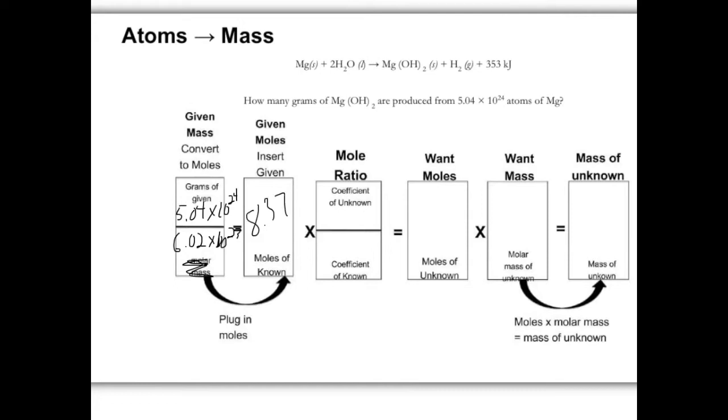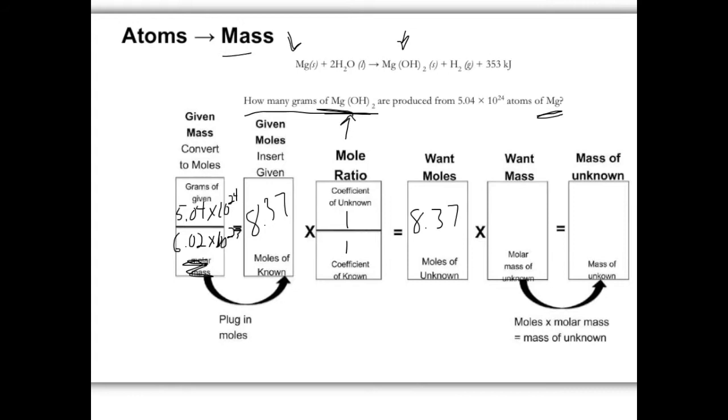8.37 moles. Now from here, the rest of the problem is just like any other mass stoichiometry problem. We go to our mole ratio, our unknown, how many grams of Mg(OH)2. That's up here. It has a coefficient of 1. And we were given magnesium, which is up here in the problem by itself, also a coefficient of 1. So we have 8.37 moles of our unknown.